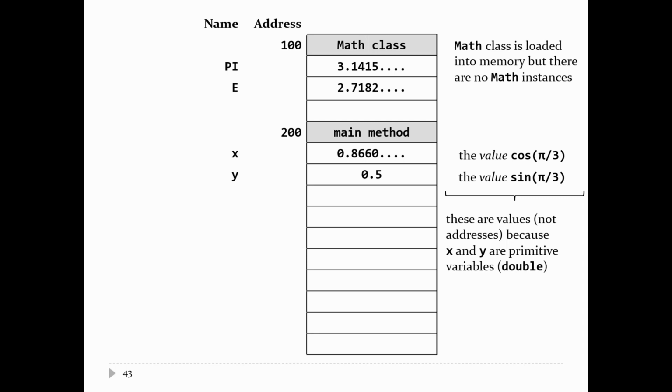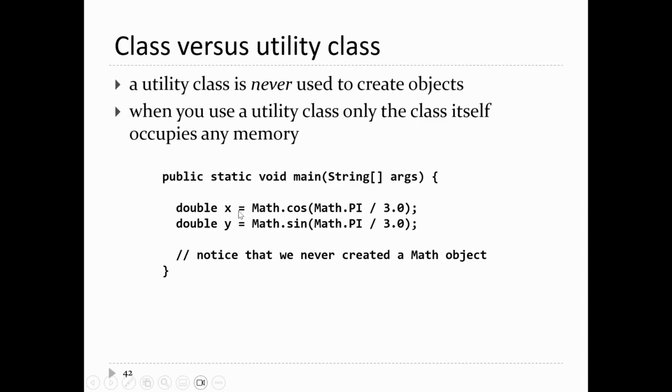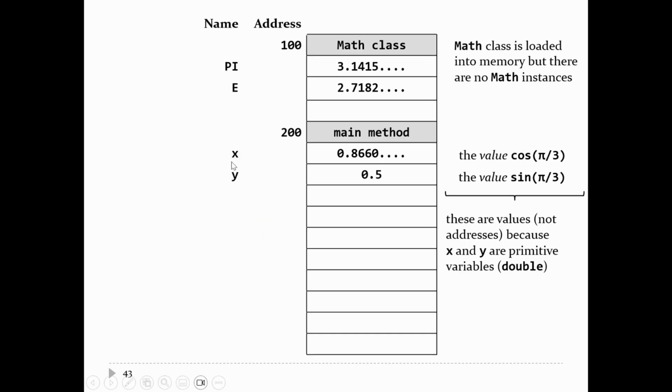If you were to look at the memory diagram for that slide, I've got a variable x and a variable y. The Math class itself has some static fields in it, pi and e. Pi is the double value that's closest to the mathematical value of pi. E is the double value that's closest to Euler's constant e, little e in mathematics. But when I compute the cosine and sine of a value, there's no Math object being made.